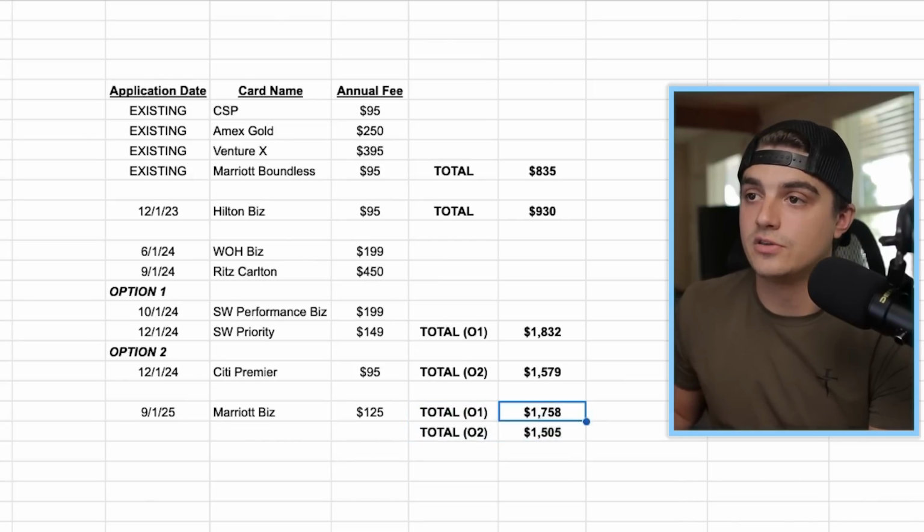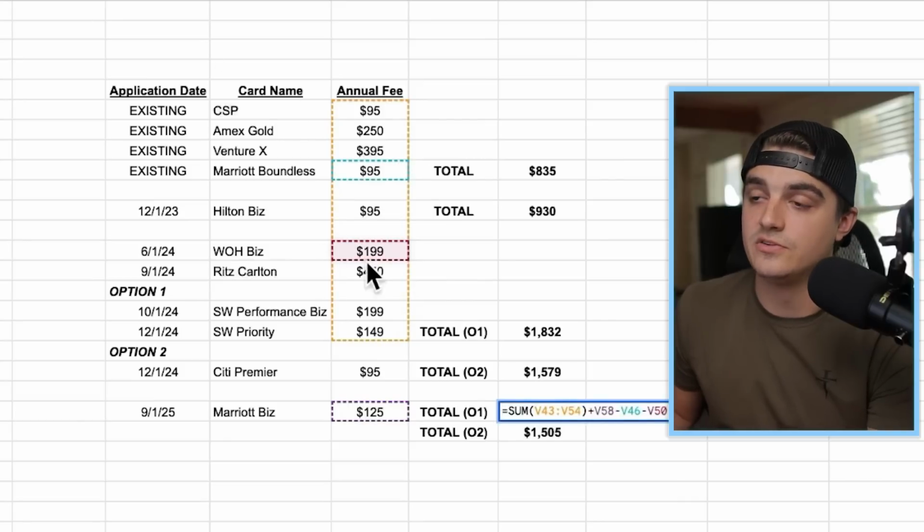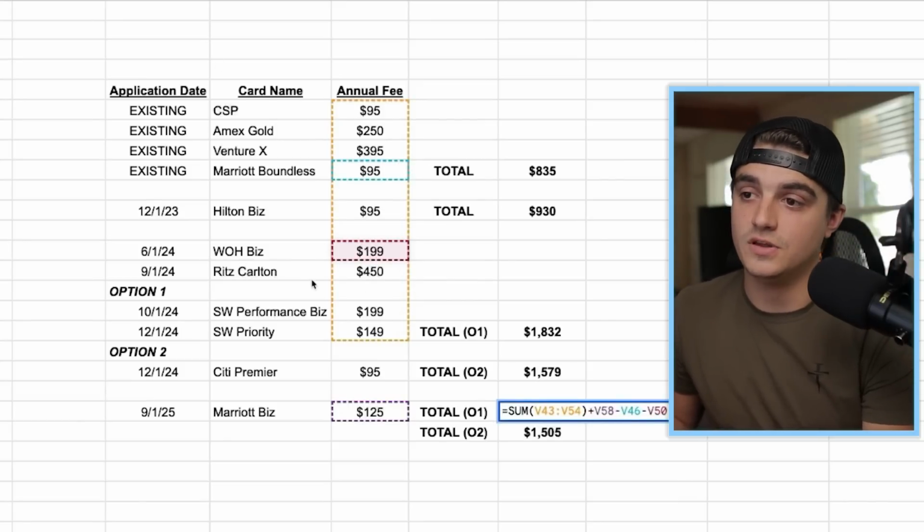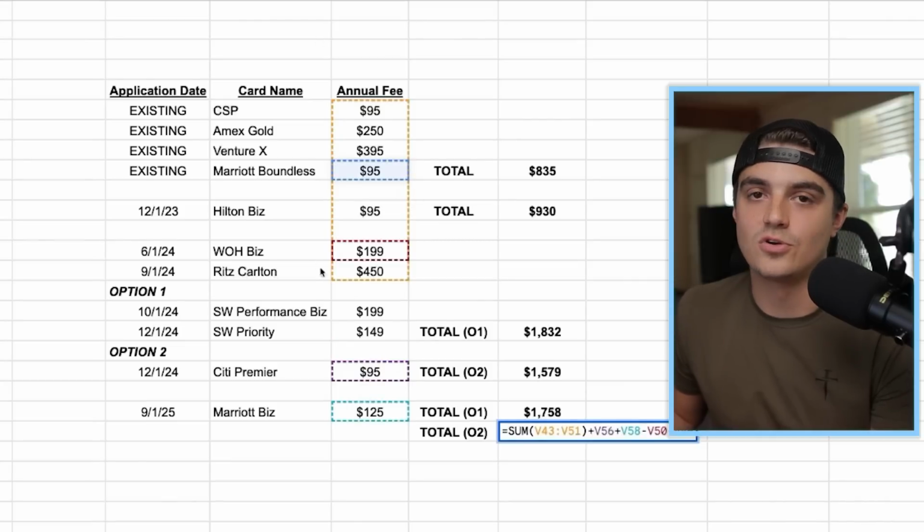These numbers also were calculated by subtracting out the World of Hyatt business card because I won't be paying that annual fee in 2025, assuming that I do want to cancel the card. But all of those other costs are really starting to add up in that next year, so it's going to be a lot.